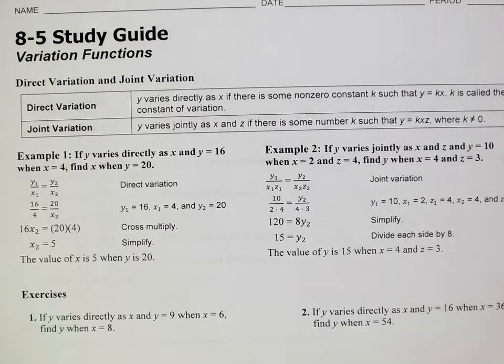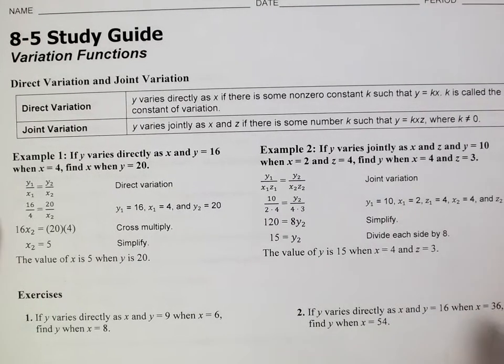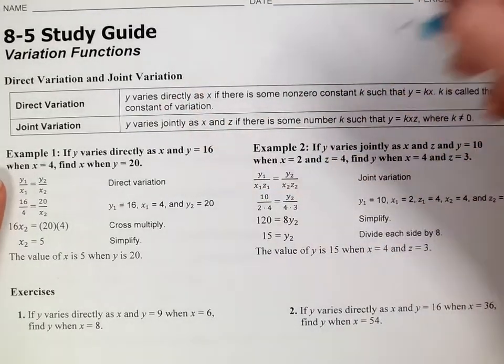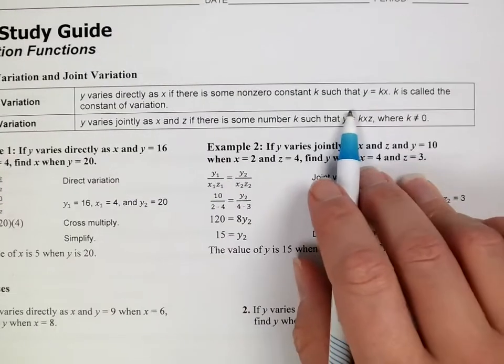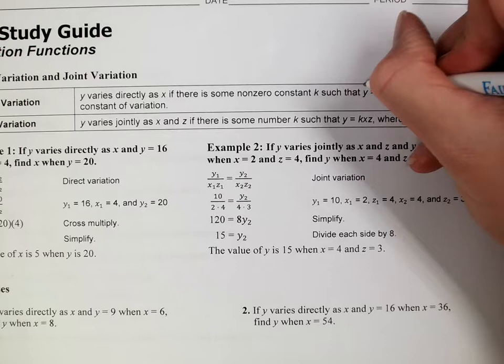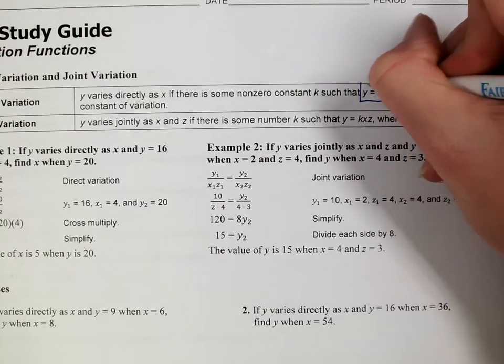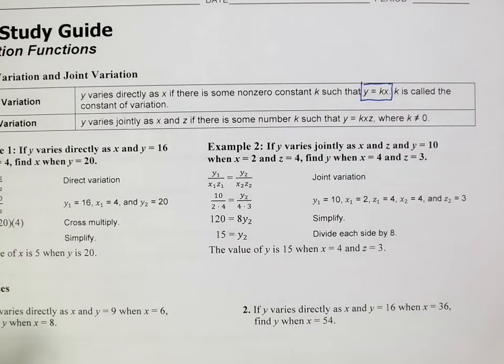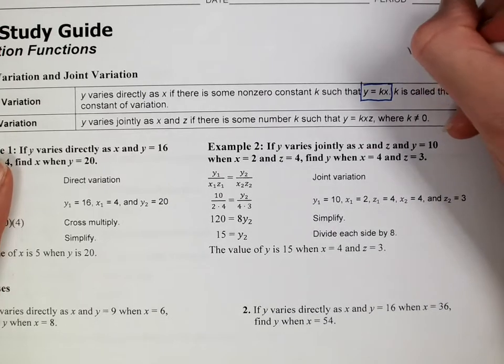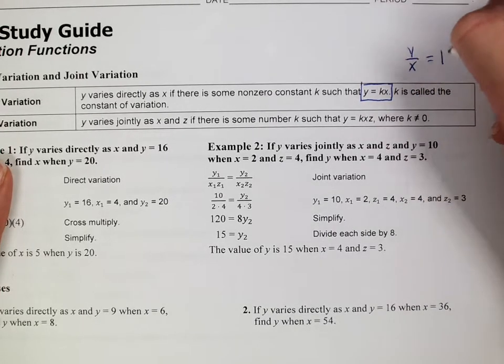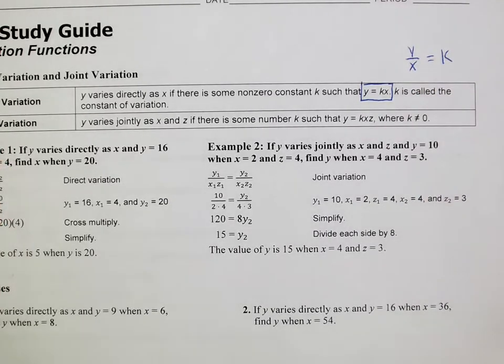So looking at variation functions, they're actually pretty basic mathematically. It just describes different relationships between types of numbers. When things vary directly, there's two ways you can think of it. You can either think that y equals some constant number times x, or that y over x equals a constant. Either one, if you notice, is the same exact equation, just solved a different way.